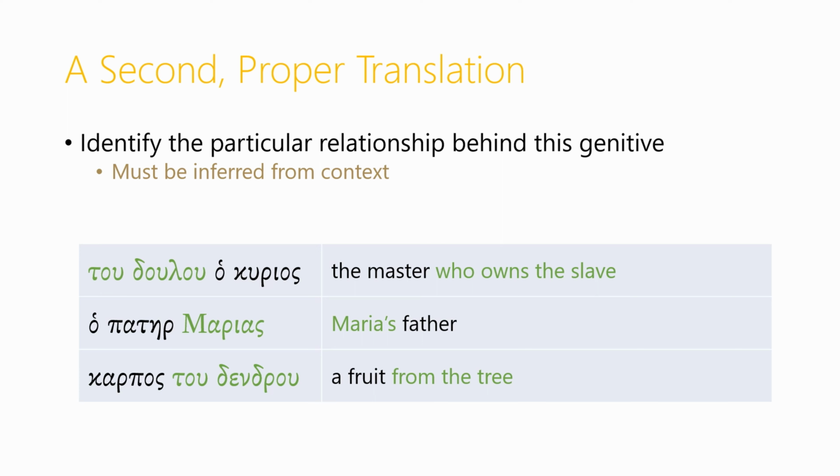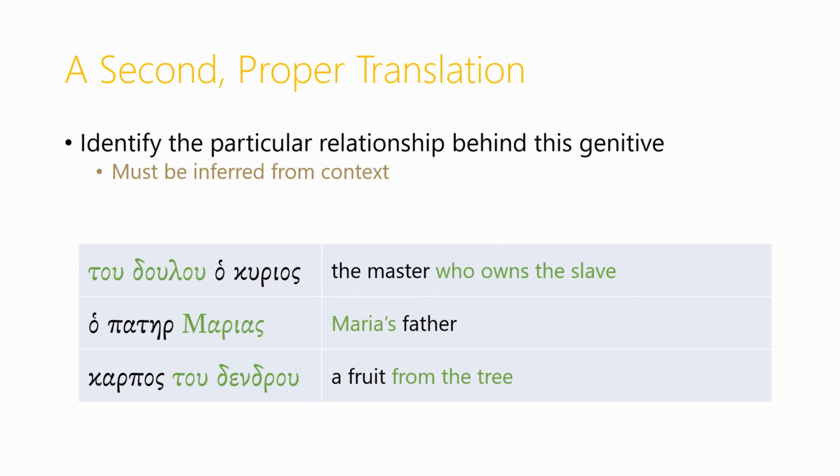But when I look at it and I think initially this is the slave master, then I have to think in context, what kind of relationship is there between masters and slaves? And if we were looking at a full passage, we'd have even more context to help us with that. And generally, the relationship between a master and slave is the one of ownership. So Tou doulou ho kurios would mean the master who owns the slave.